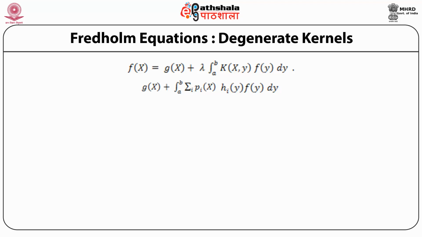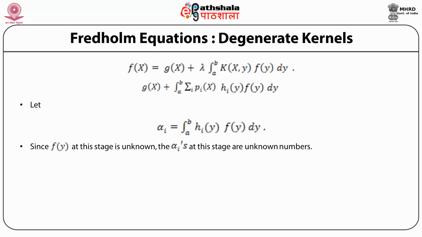Let alpha_i be equal to integral a to b h_i(y) f(y) dy. So we integrate out over y. Remember, the functions p_i are functions of x only, so we can do the integration over y. This integral over y, once it's done between the limits a and b, is obviously some number which we have written here as alpha_i. Since f(y) at this stage is unknown, the alpha_i's at this stage are unknown numbers.